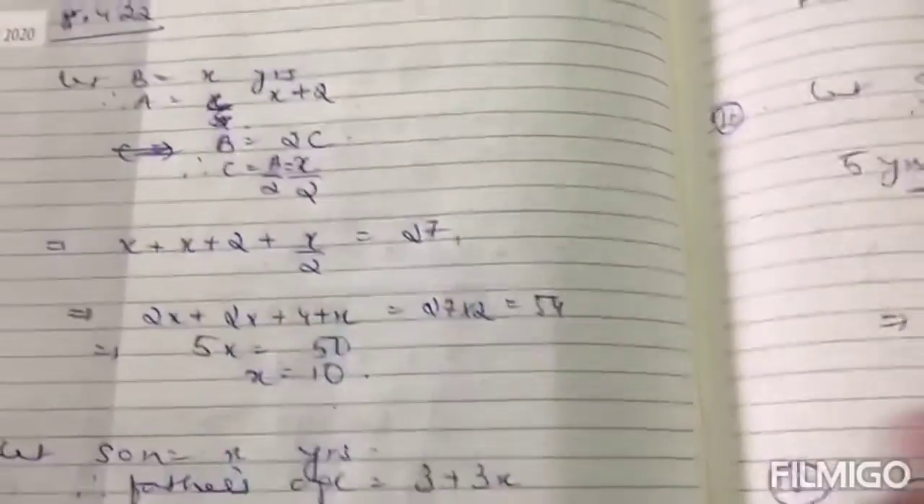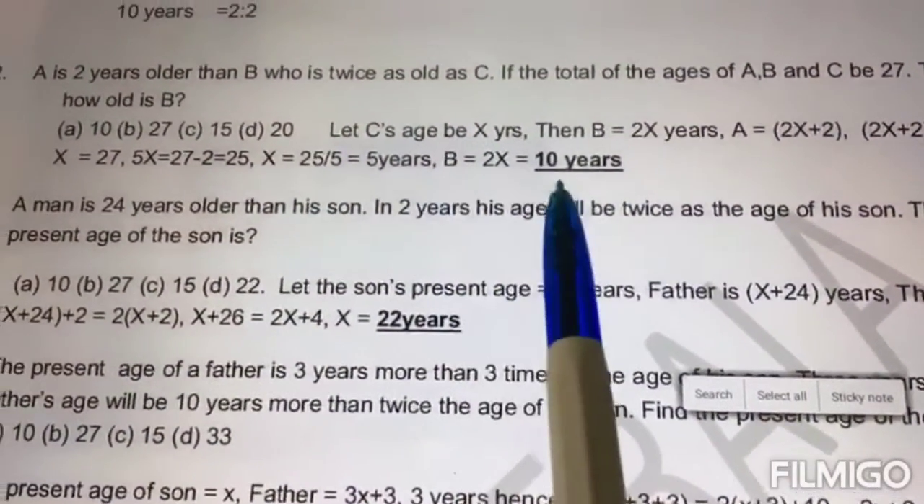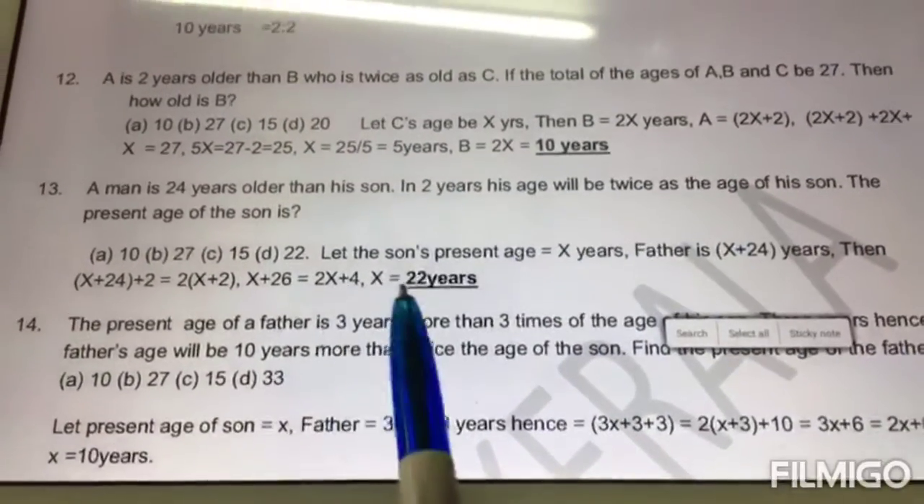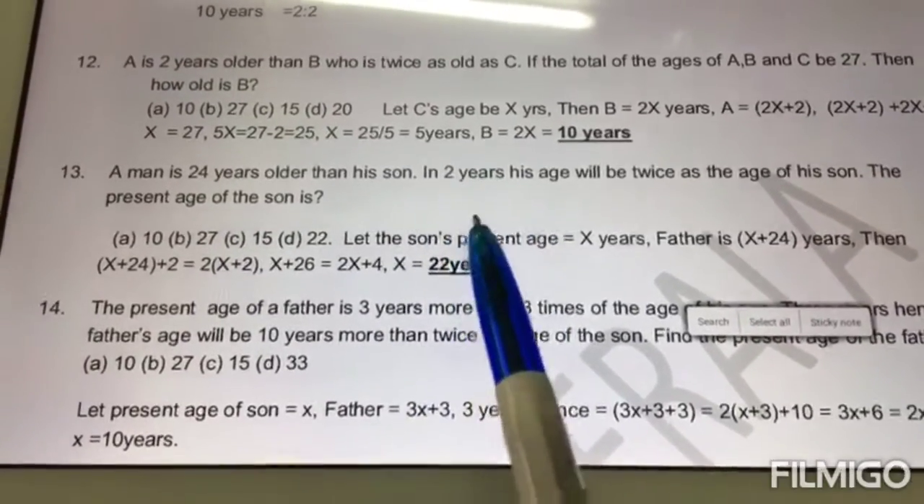When you solve for X, it is 10. And what is X? X is the age of B, which is 10 years, and that is correct. Number 13 is similar to number 12, so you can try it on your own.